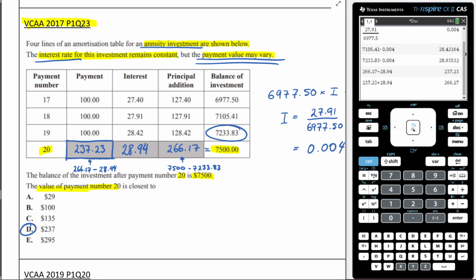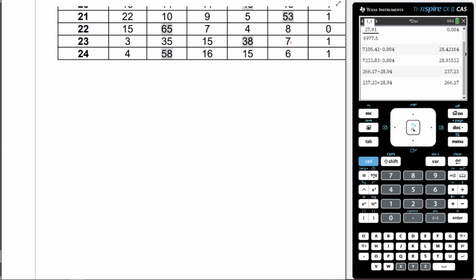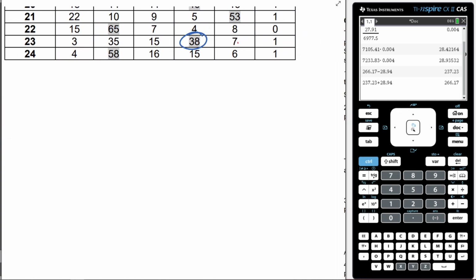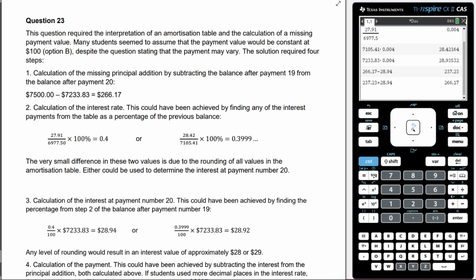Let's now look at how many people got this correct. So this is question 23. Question 23, the answer is D. 38% of people got that correct. So a question that was not well done. It was so poorly done that VCAA gives us a bit of a spiel about what people should have done here. So let's give it a read.